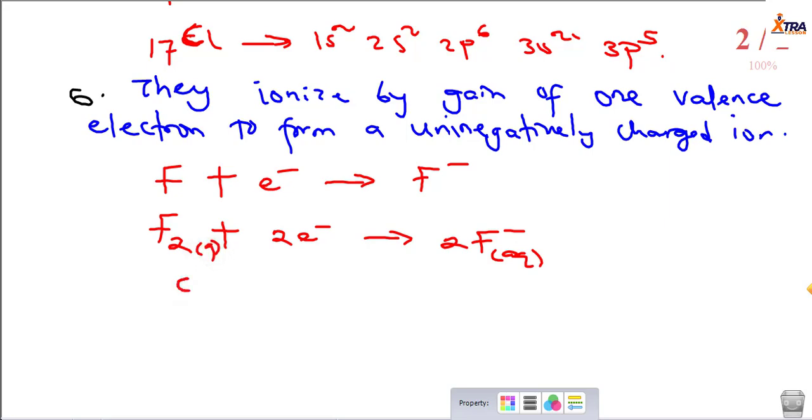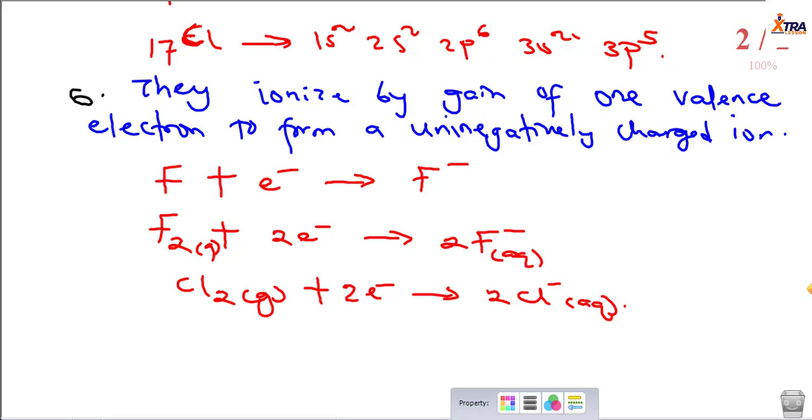The same thing happens to chlorine, also diatomic. All group 7 elements are diatomic. Each chlorine atom gains an electron, and then it becomes that. You can see it, right? We already made the point that all members are diatomic, so we don't need to write that.